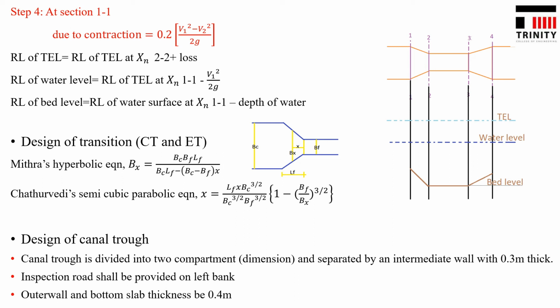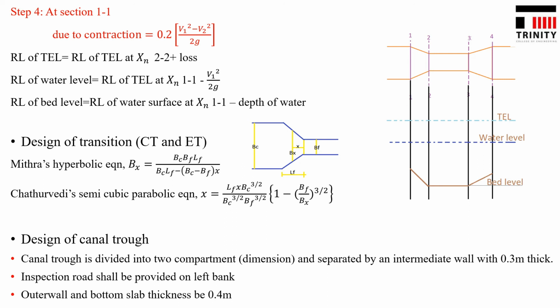Now Mitra's hyperbolic equation: Bx is equal to BC into BF into LF divided by (BC into LF minus (BC minus BF) into X). Actually, LF is divided into certain intervals, that is the X values, and we substitute the X values in Mitra's hyperbolic equation, where the original canal bed width, flumed bed width and length of the fluming section are known.